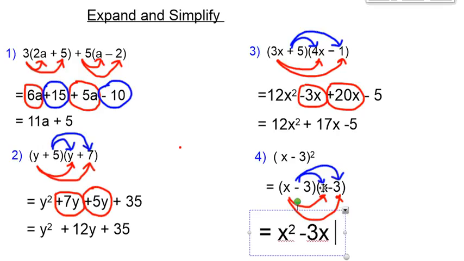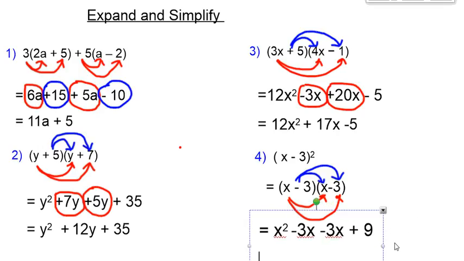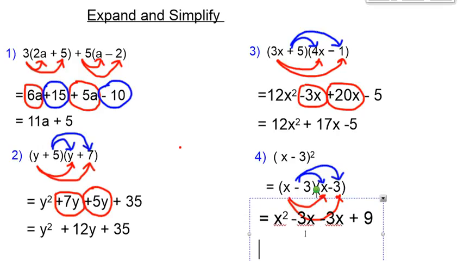Minus 3 times x will give me minus 3x. And then here you have to be very careful. A lot of errors happen here with students. So it's minus 3 times minus 3. That'll give me plus. Minus times minus is plus. Okay. Now we tidy up our second mark. That'll give me x squared.